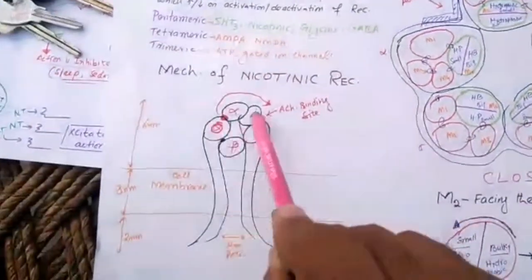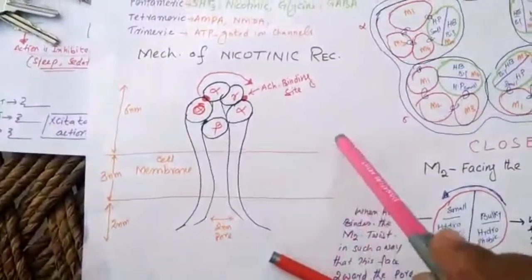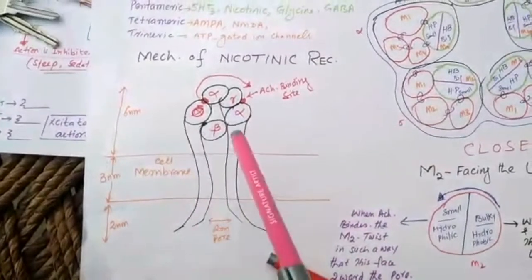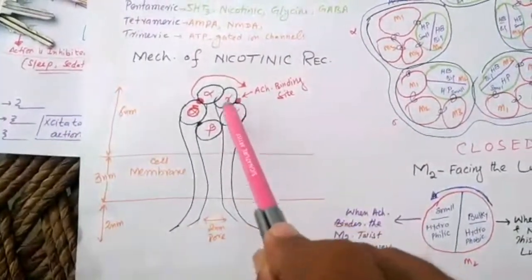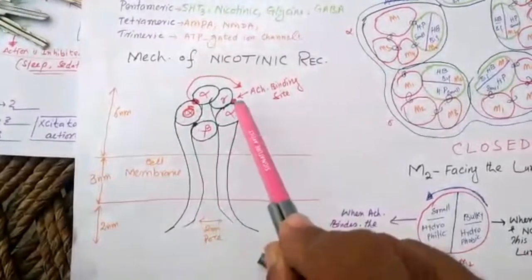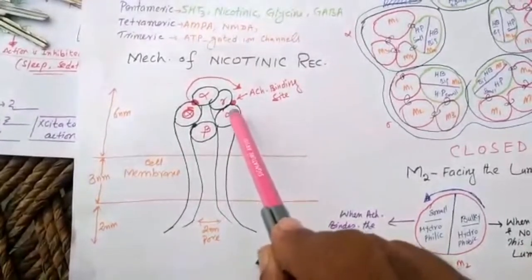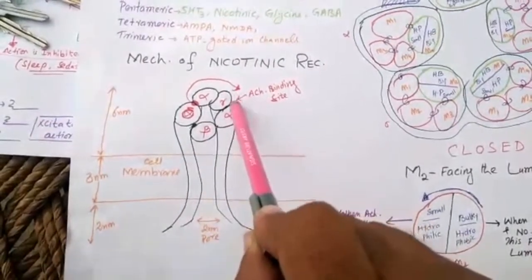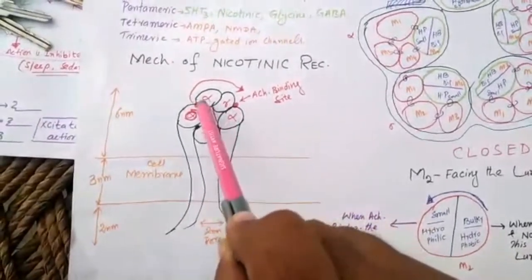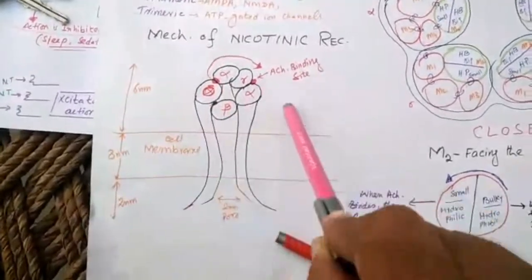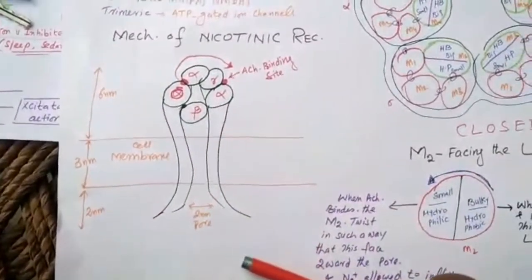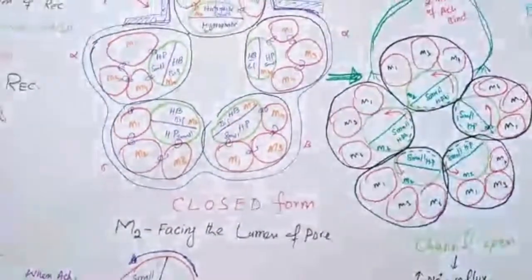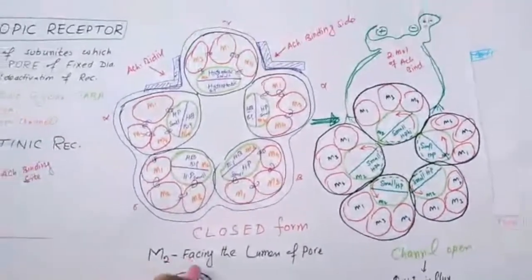Mechanism of nicotinic receptor, how the nicotinic receptor opens and closes. This is the general structure of the nicotinic receptor. This is made of alpha, gamma, beta, sigma, and after the alpha subunit, there is an acetylcholine binding site. This one acetylcholine binding site, and this is an acetylcholine binding site. Now this is the general structure. Now how does this acetylcholine open and close it?